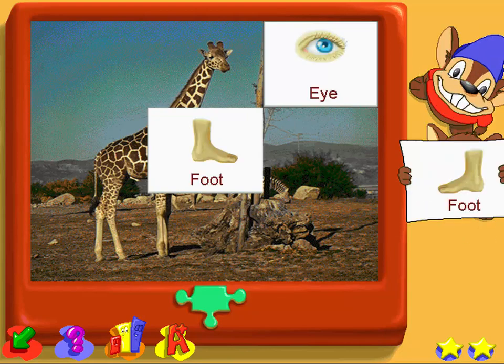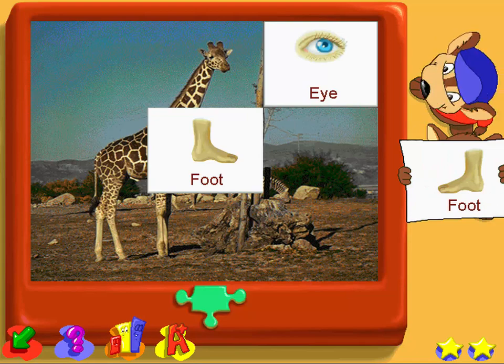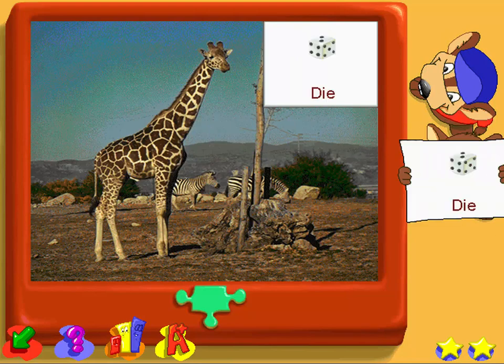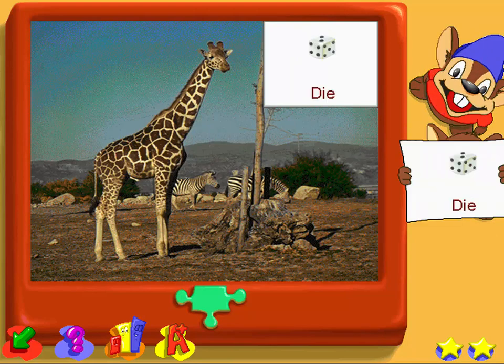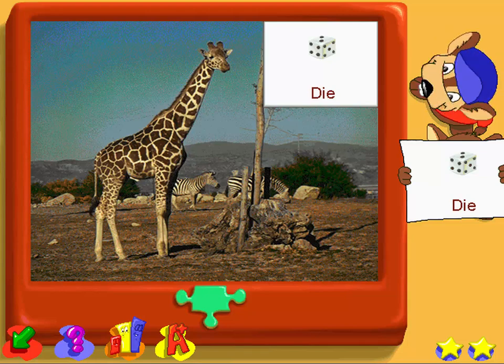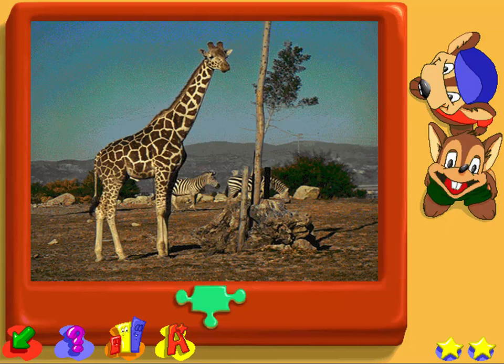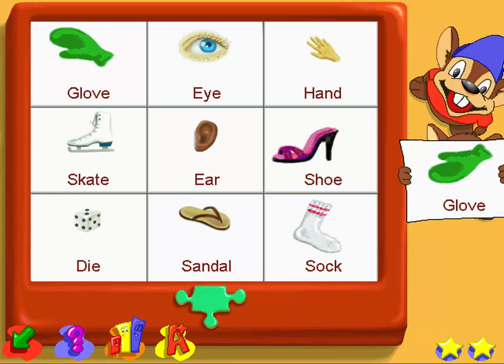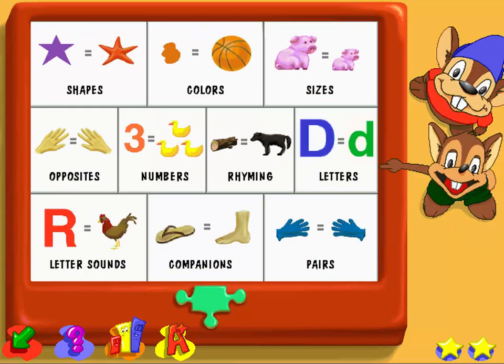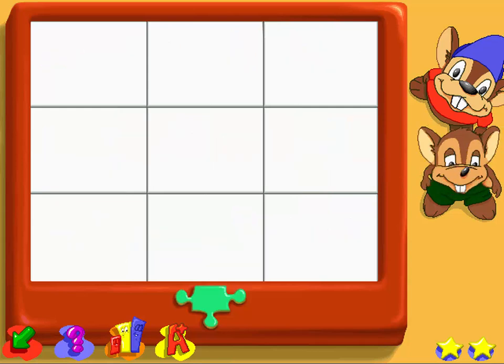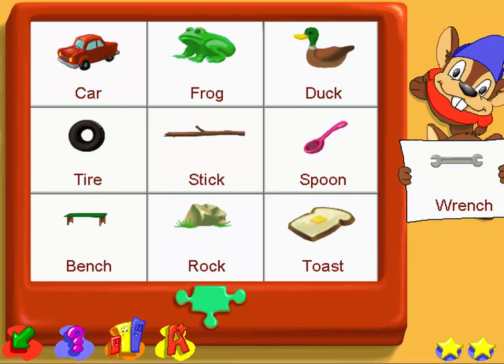Find the matching object to make a pair of feet. Foot. Find the matching object to make a pair of dice. Die. Great job! I'm not puzzled at all anymore. Find the match. Just click on the puzzle you'd like to play. Let's learn about rhyming. Find the object that rhymes with wrench.